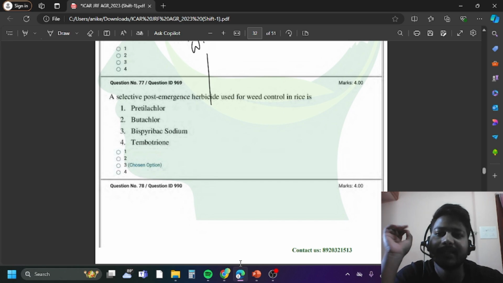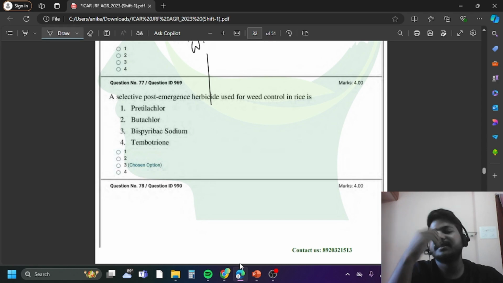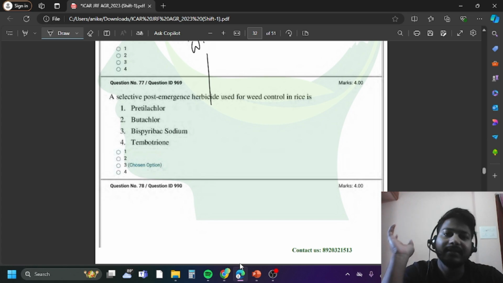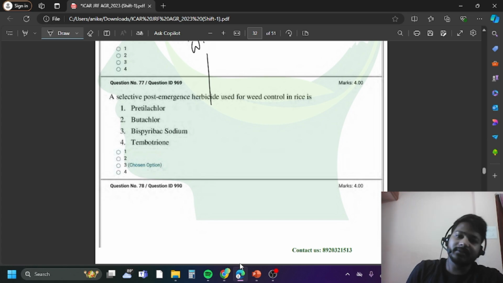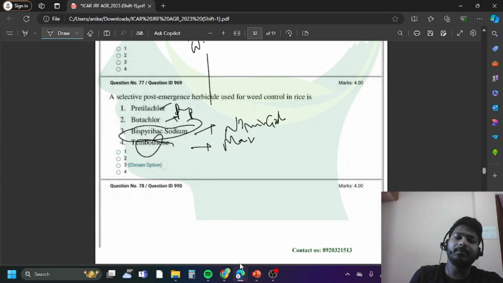Next, a selective post-emergence herbicide used for weed control in rice is Pretilachlor, Butachlor, bispyribac sodium, or Tembotrione. Basically in rice, the post-emergence herbicide we are using now is bispyribac sodium, that is Nominee Gold. Nominee Gold you are using. Tembotrione is used in the maize crop, most important. And Pretilachlor is a pre-emergence. Butachlor is also pre-emergence in case of rice.